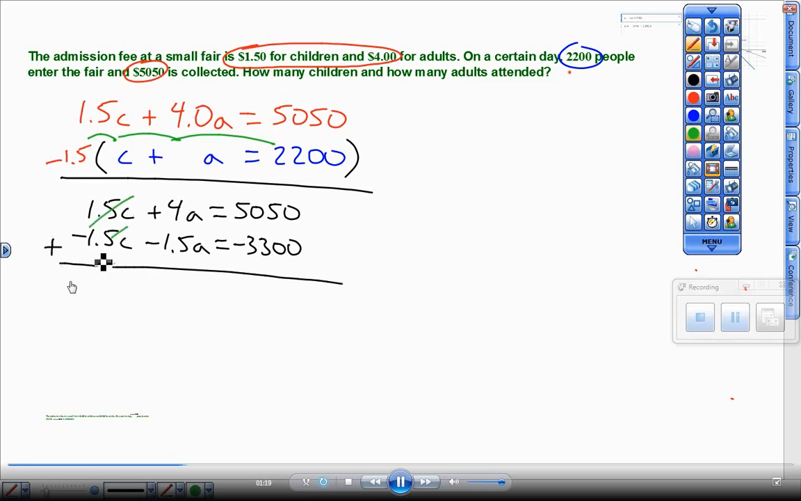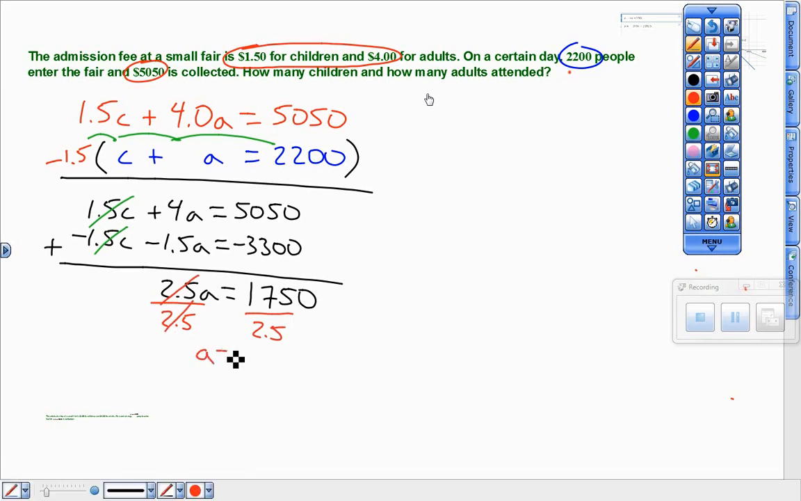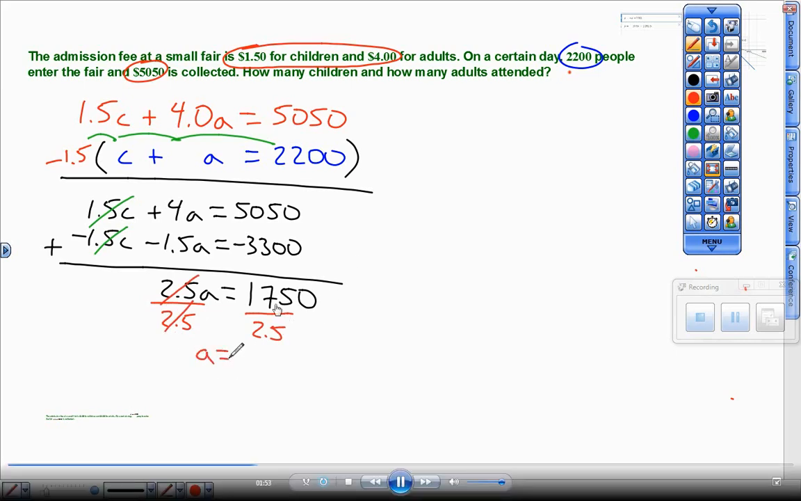The C's will eliminate. My A's give me 2.5 from 4 minus 1.5. This gives me 5,050 minus 3,300, which gives me, on my calculator, 1,750. Divide by 2.5, and that will give me the number of adults that attended this fair. So adults equal 1,750 divided by 2.5, which is 700. 700 adults.